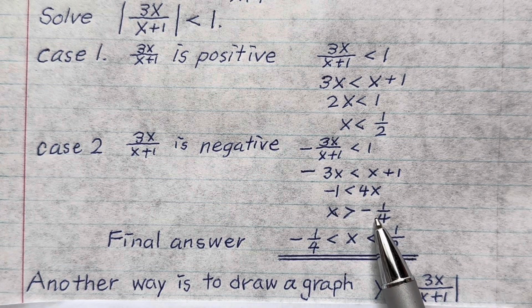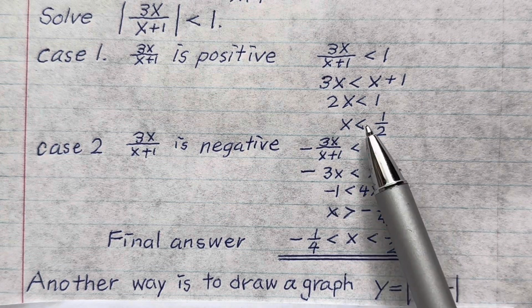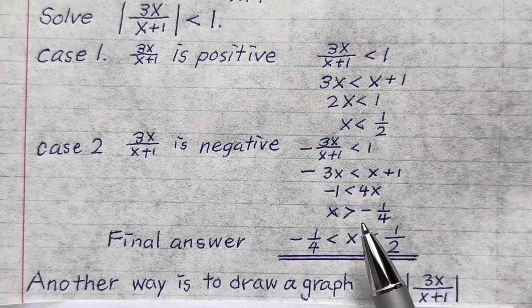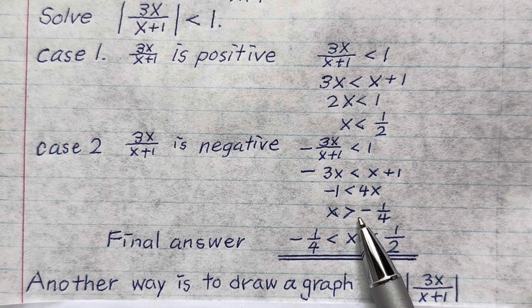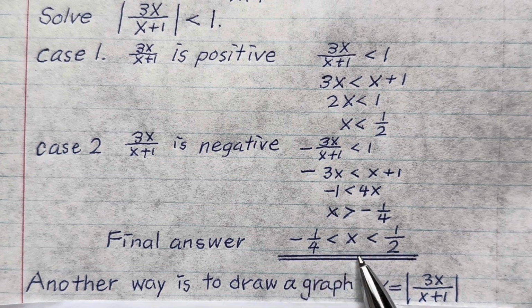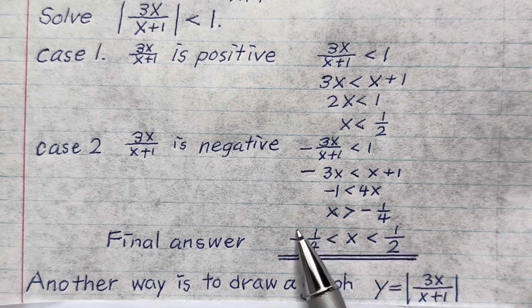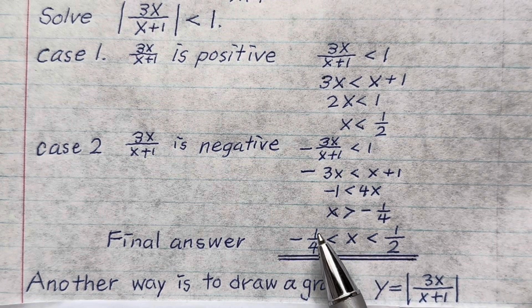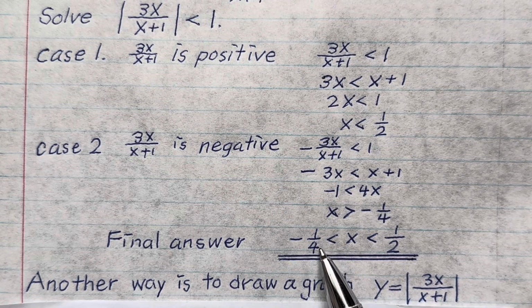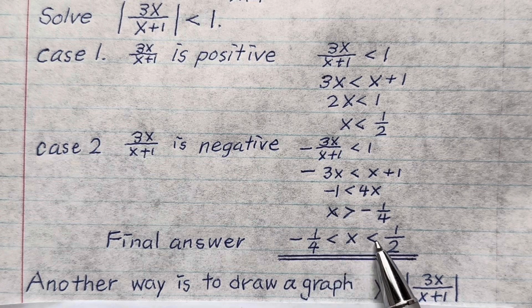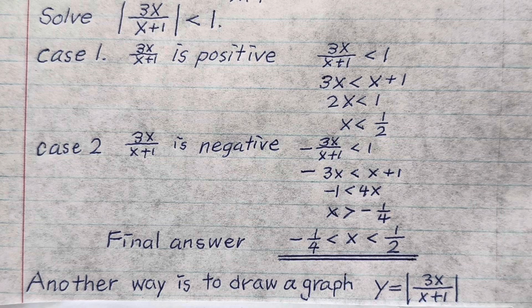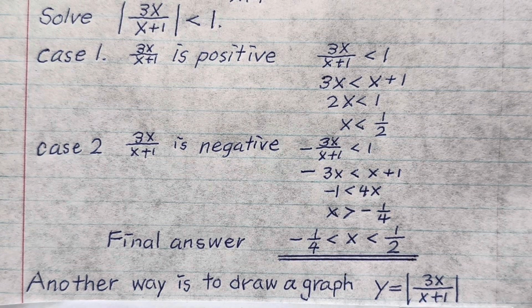Now I combine the answer to case 1 and the answer to case 2, I get my final answer. So the x is between negative 1/4 and positive 1/2. This is how to solve this inequality.